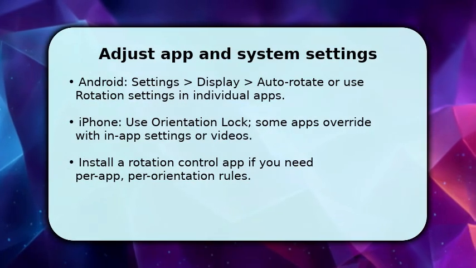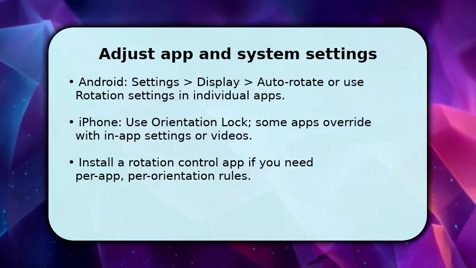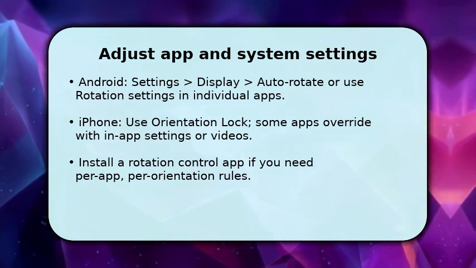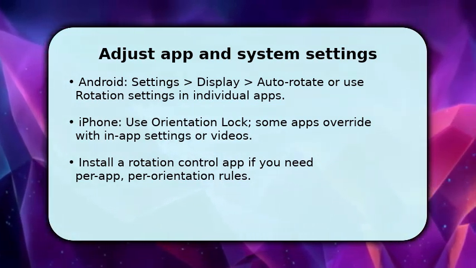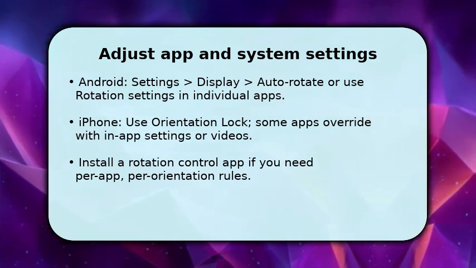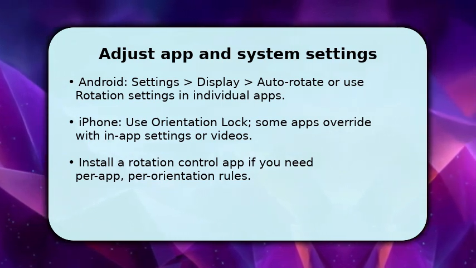Next, you refine behavior so apps behave as you expect. On Android, go to Settings Display to confirm Auto Rotate is enabled or disabled system-wide, and check individual app settings if an app forces orientation. On iPhone, Orientation Lock prevents rotation. Some apps like video players still rotate by design, so inspect their controls.